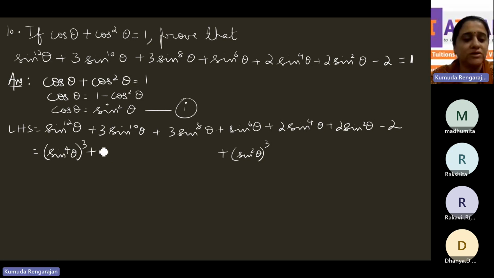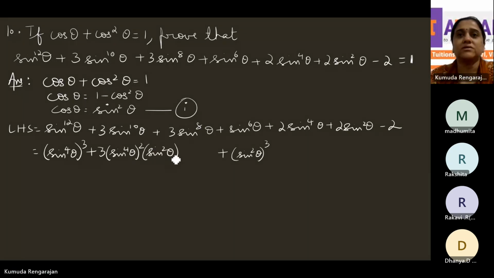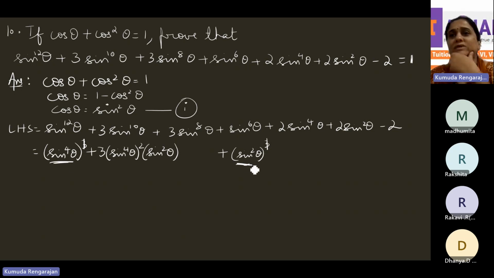3 into what is a square? Sine theta to the power 4, a square into b. Into b is sine square theta. Correct? What is a cubed? See, this is a, this is cubed. This is b, this is cubed. So a is sine theta to the power 4, b is sine square theta.